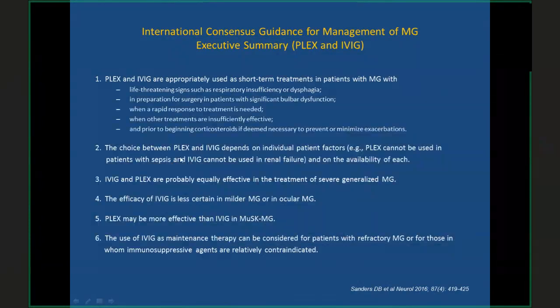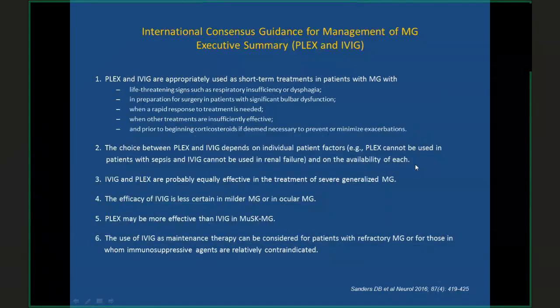The choice between plasma exchange and IVIG depends on individual patient factors. If the patient has sepsis, probably you don't want to give plasma exchange, because that causes contamination. If the patient has renal failure or heart failure, you don't want to give IVIG. Or if the patient has a history of DVT or PE, you don't want to give IVIG because that's a significantly increased risk of venous thrombosis.